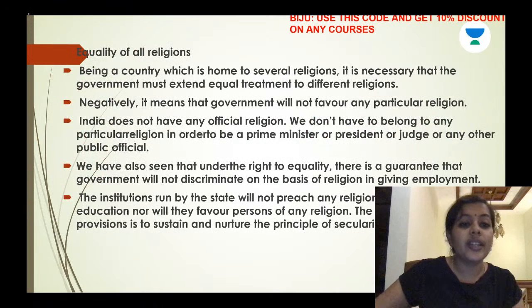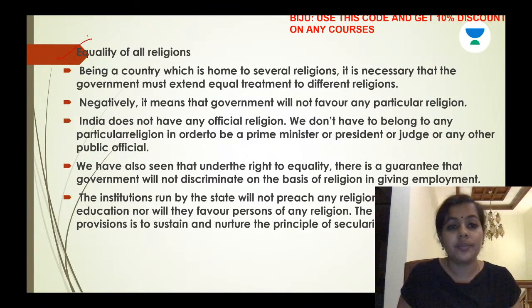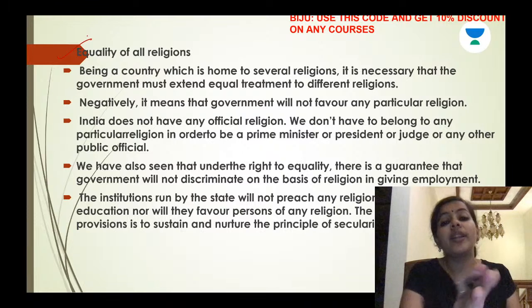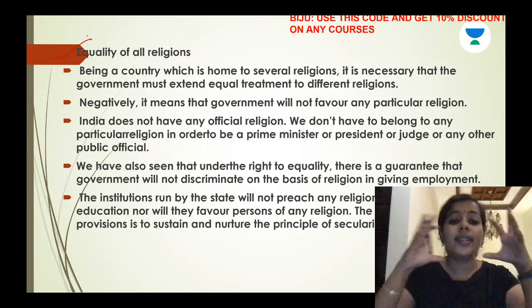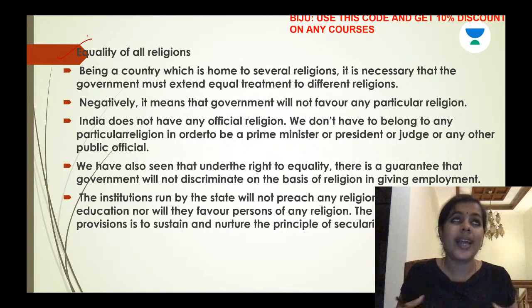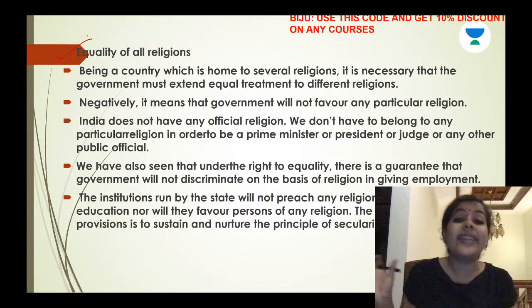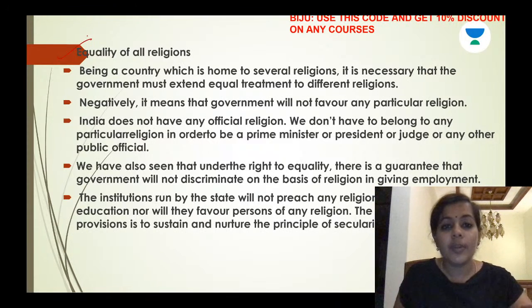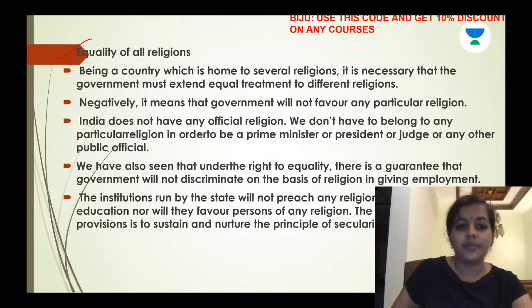So, equality of all religions. Every religion is considered equal in our country. That is why India is considered like that. India is a country of several religions, not only one religion. It is like a unit of many religions. So everybody will be treated equally.